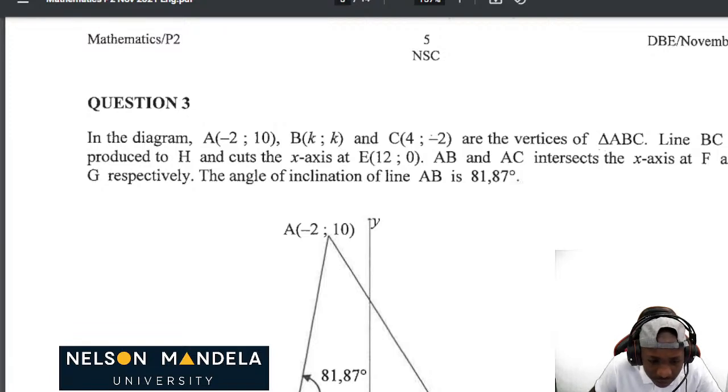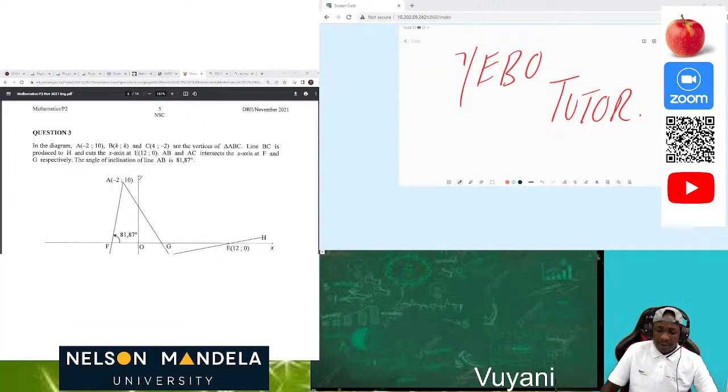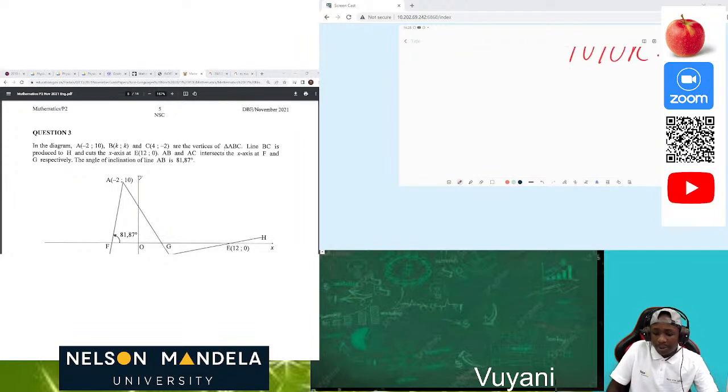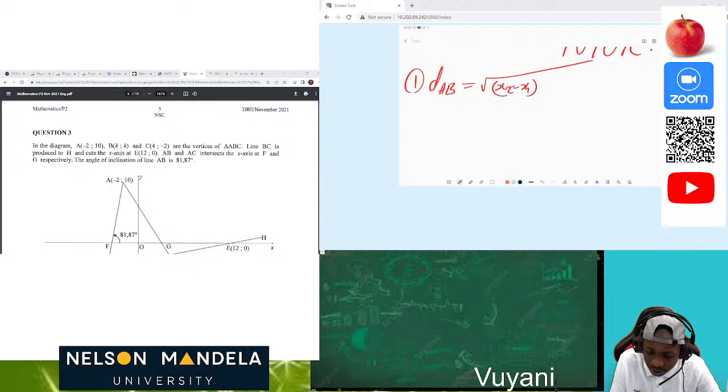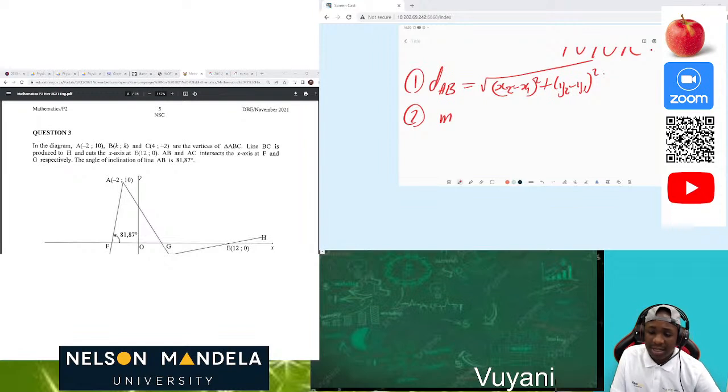Great. Just to give you a quick overview right now, I want us to look at the important things which I'm going to be talking about today. The first thing is the distance formula. The distance between two points is equal to the square root of (x2 minus x1) all squared plus (y2 minus y1) all squared. The second one is the gradient of the line: the gradient of line AB, m, is equal to y2 minus y1 divided by x2 minus x1.